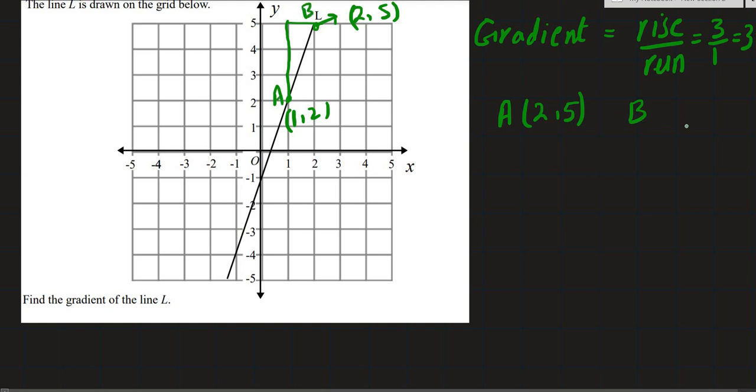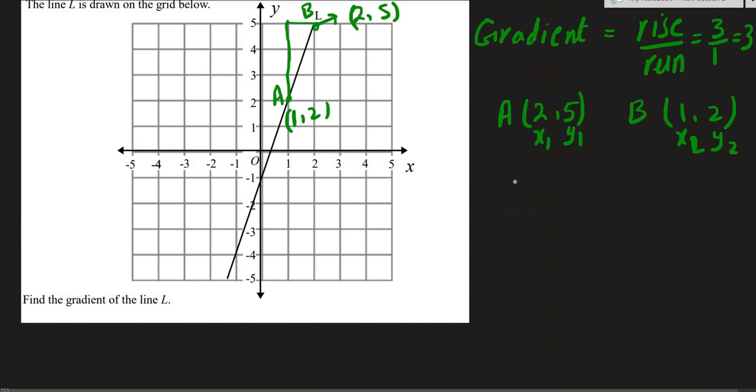A and B. So B is 1 and 2. Now I know that 2 is X and 5 is Y, and 1, this is X and this is Y. So I'm going to say this is X1 and this is Y1, and this is X2, and this is Y2, because we already got X1.